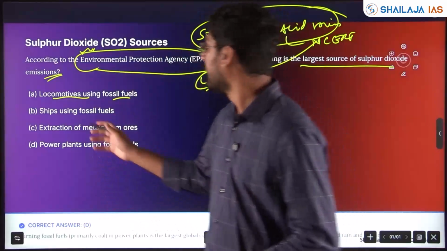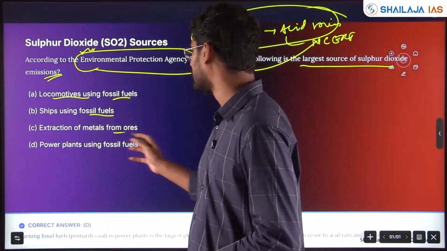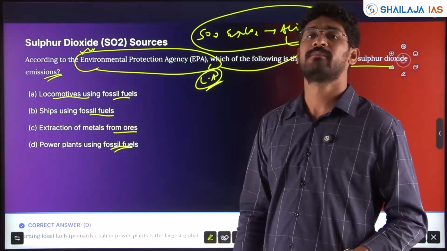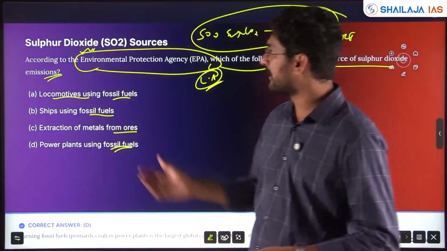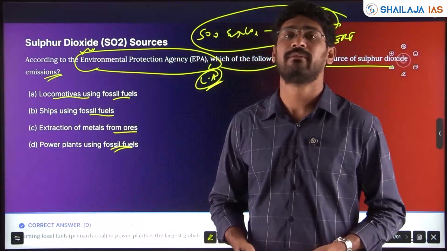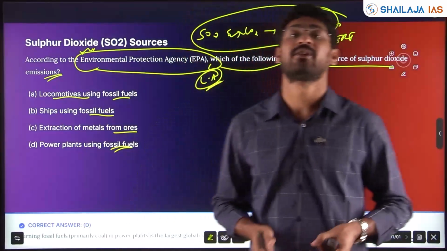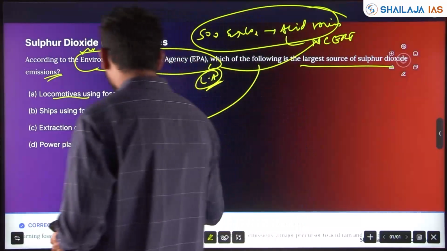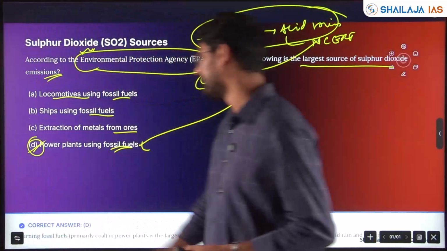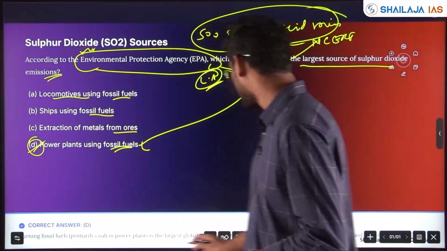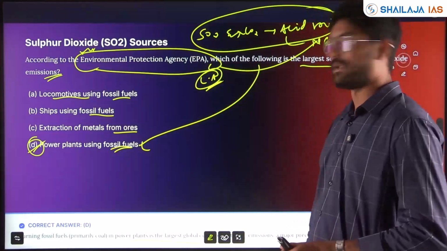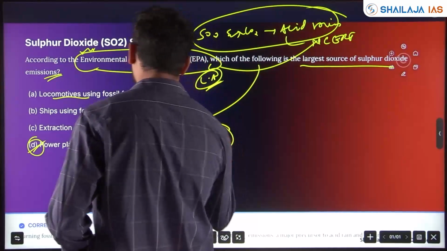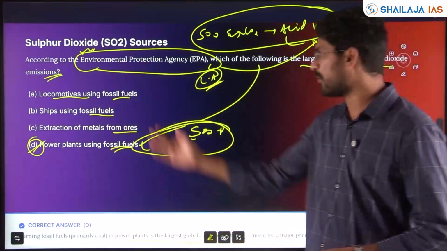Locomotives using fossil fuels, ships using fossil fuels, extraction of metals from ore, power plants using fossil fuels. Most of them are sulfur free and lead free with respect to locomotives and ships. However, in power plants, where we are using fossil fuel, we still have sulfur, and we are using so much fossil fuel that it produces the highest sulfur dioxide. Fossil fuel burning in power plants is the largest SO2 emitter compared to locomotives, automobiles and ships.